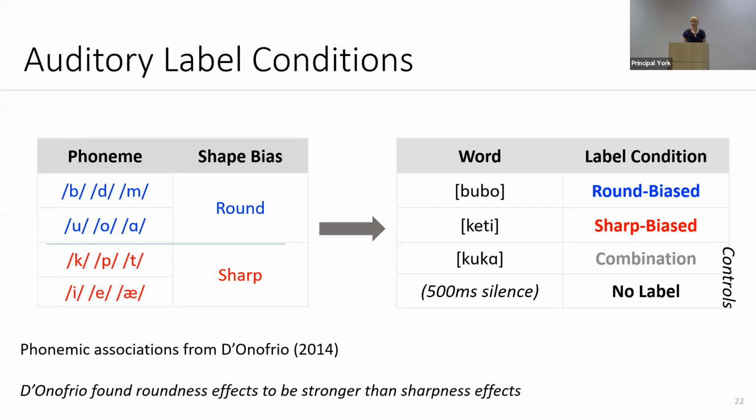I should note already here that D'Onofrio interestingly observes an asymmetry in her study. Hers was a binary shape choosing study. She found that the roundness cues seem to be stronger than the sharpness cues. This is something that hasn't gotten much attention in the literature, but she observed it. And so we wanted to test them separately in our work to see if that comes through as well.